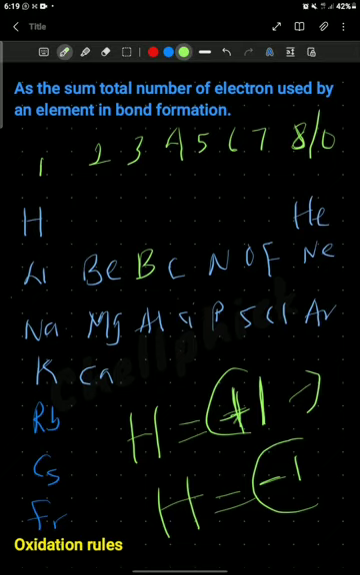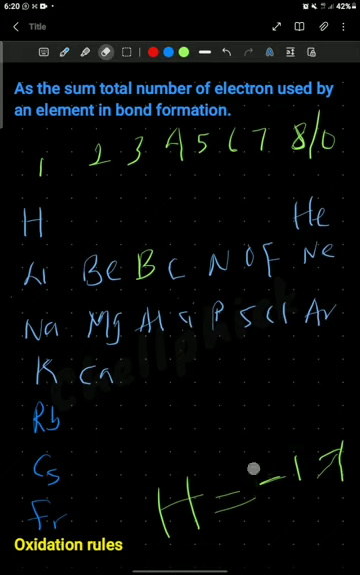Now I need your attention. Why is it that I'm not having +2? I just explained to you that the oxidation number of an element will never be greater than the group it belongs to. Hydrogen belongs to group 1, so hydrogen can either be -1 or +1. It will never be greater than the group it belongs to.